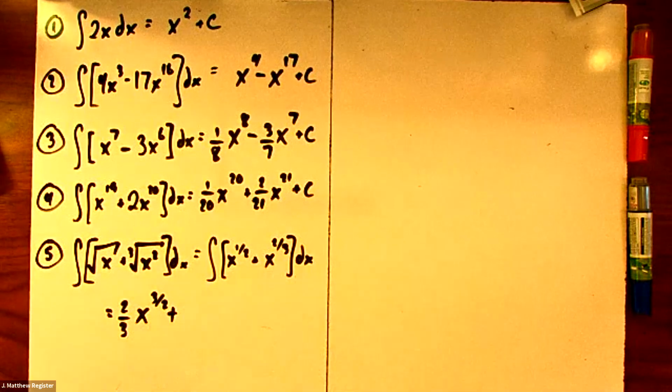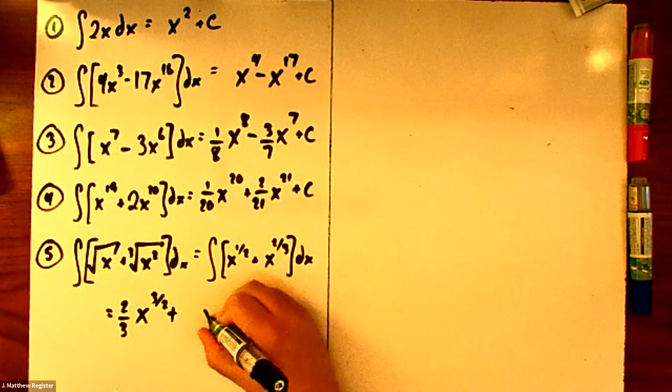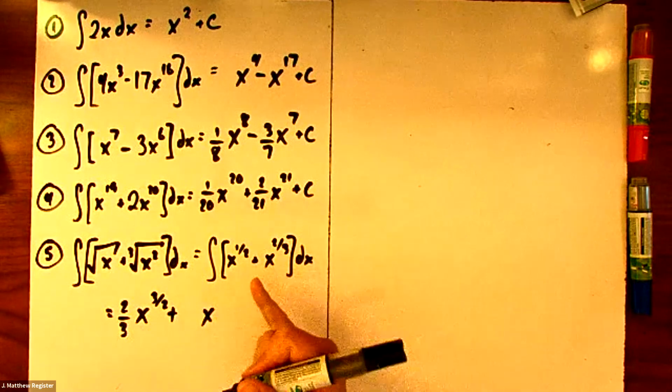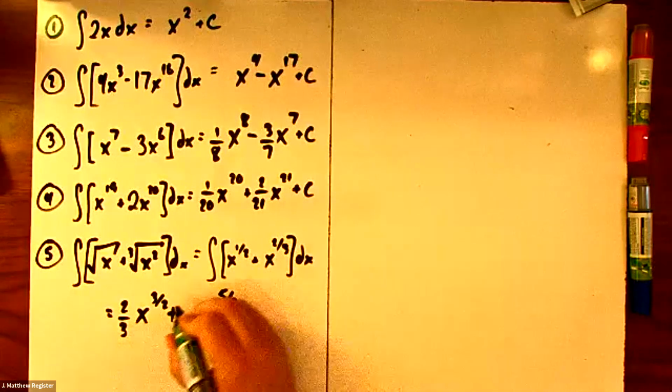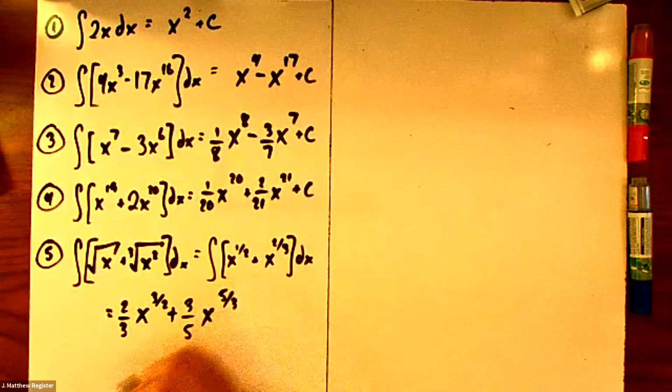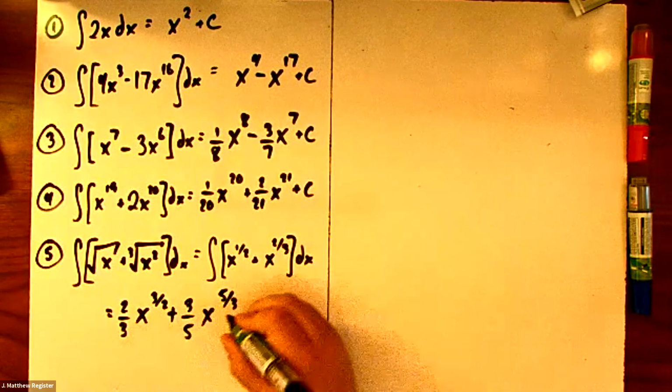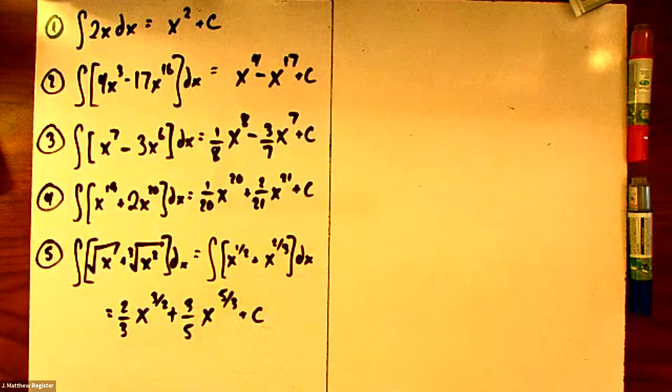X to the 2/3, again, we're going to add 1 to it. X to the, that would be 5/3. Which means we need a 3/5 plus C.